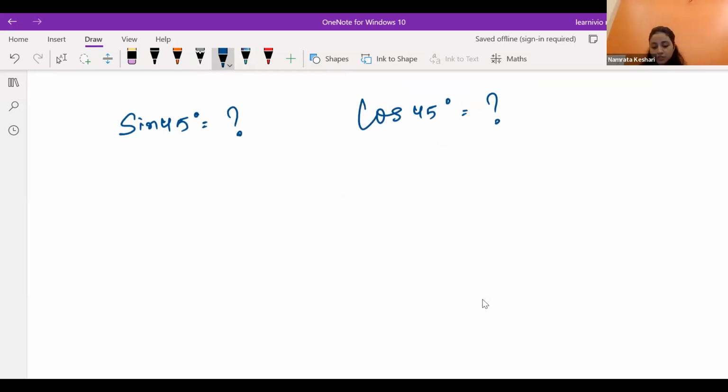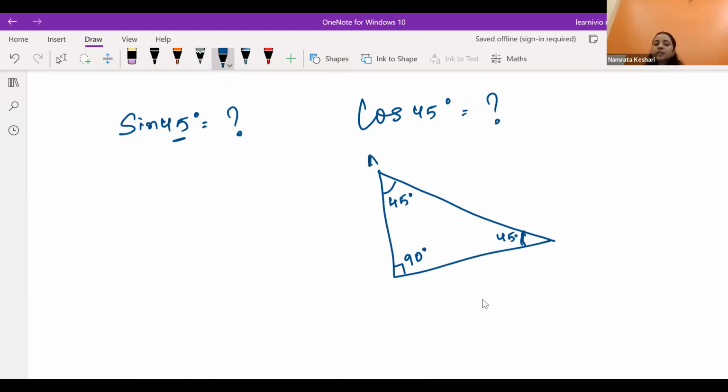Trigonometry, when we started this chapter, I told you that this chapter is completely about trigonometric ratios and right angle triangles. Not any other triangle, right angle triangle. So of course we will draw a right angle triangle where one angle is 90 degrees. Now if we have to find 45 degrees, that means the other two angles are acute angles. One of them is 45 degrees, so the other one is also 45 only, because in a triangle the sum of all interior angles is 180 degrees. Yes or no?